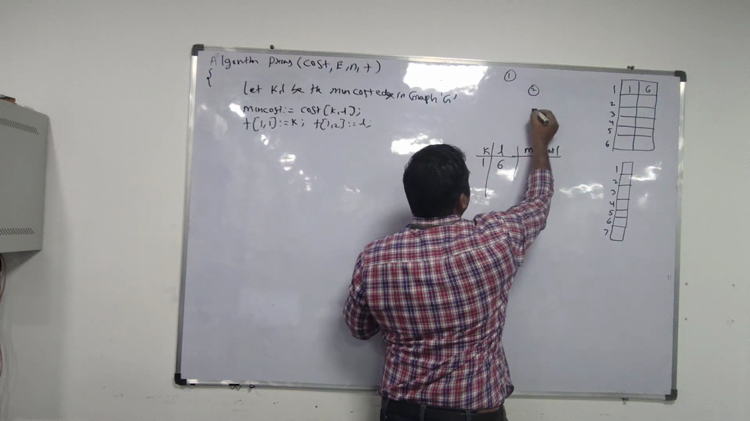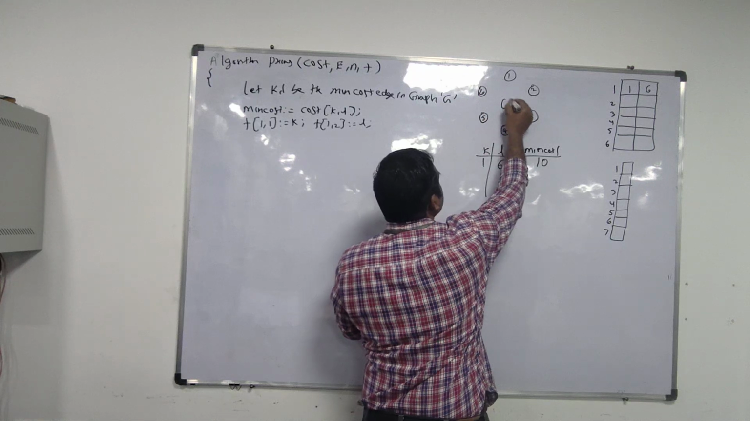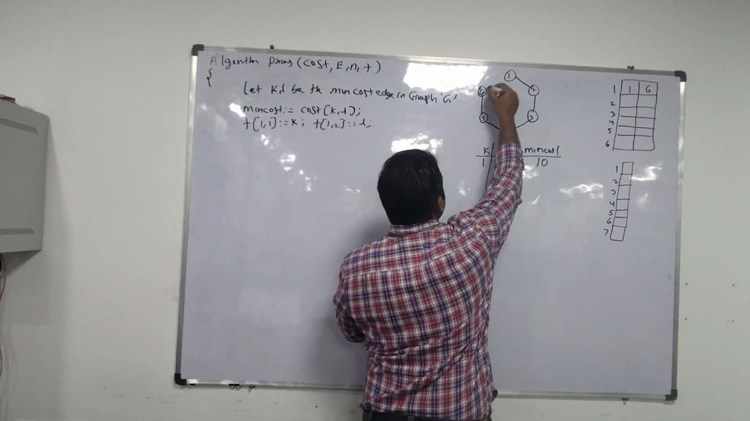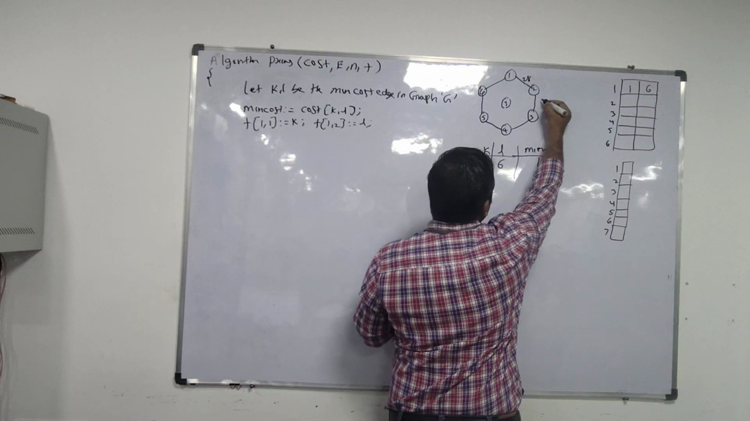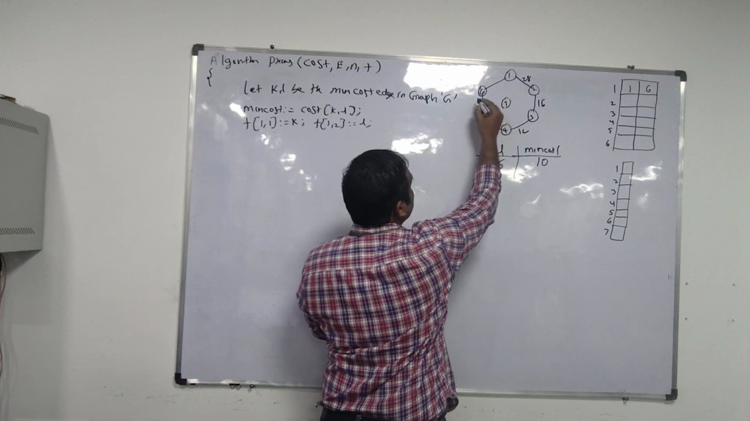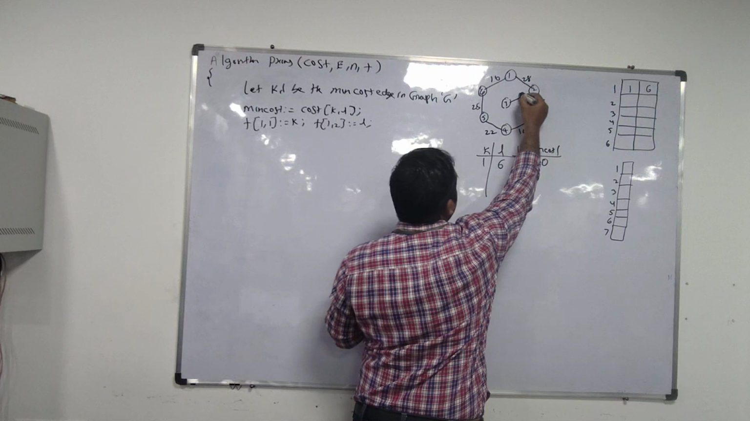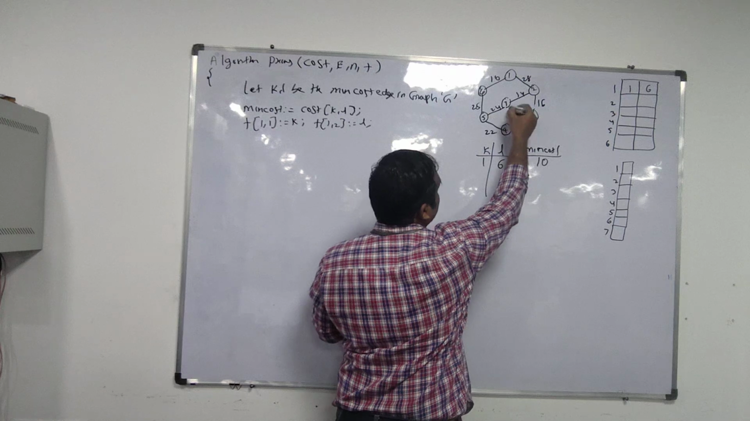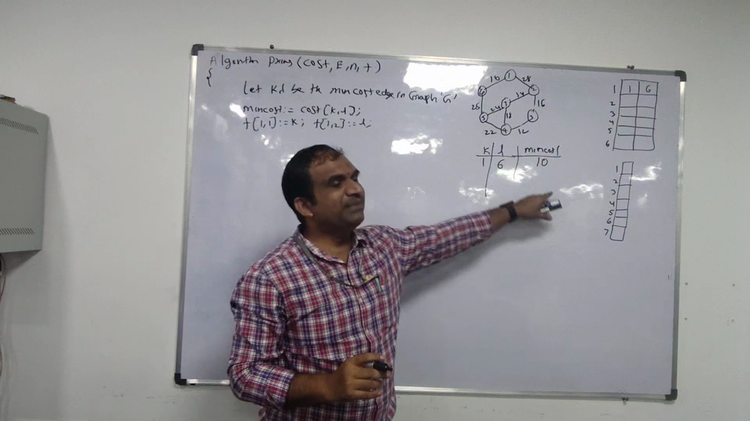1, 2, 3, 4, 5, 6 and 7. Can you please tell me the edges: 1 to 2, 1 to 3, 3 to 4, 4 to 5, 5 to 6, 6 to 7. So 1 to 2 cost please? 28. 2 to 3, 16. 3 to 4, 12. 4 to 5, 22. 5 to 6, 25. 1 to 6, 10. One more edge, 2 to 7, and one more edge, 7 to 5, 24, and 7 to 4, 18. Now take the graph and please substitute.